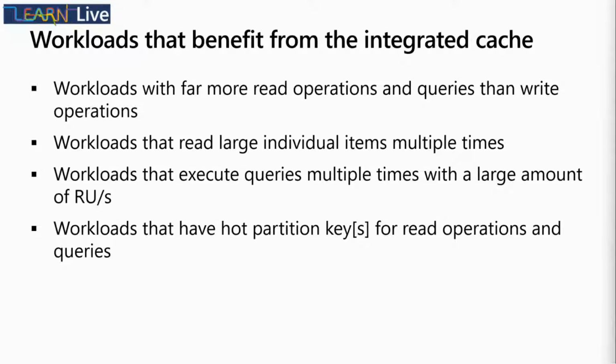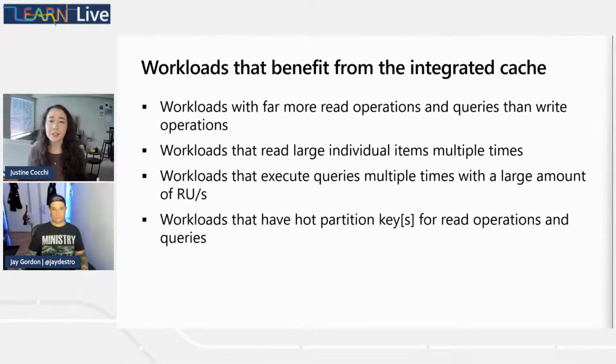First, workloads with far more read operations and queries than write operations. So the integrated cache caches point reads, and it caches queries. So if you have a super write-heavy application, while your requests will still work, they'll pass through to the backend and they'll do their writes. You're not actually gaining much from that cache. You're not able to read that data. So the cache is really for optimizing reads.